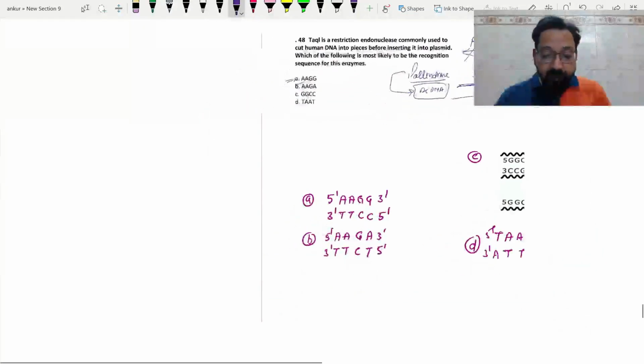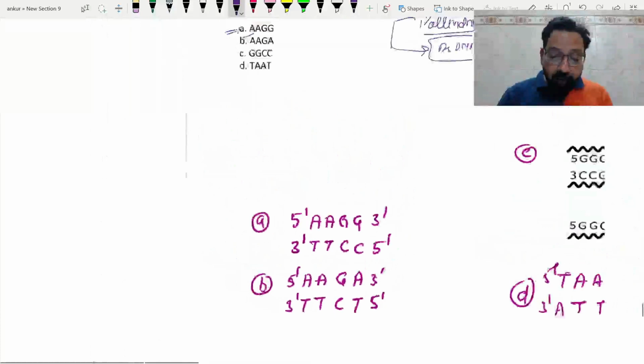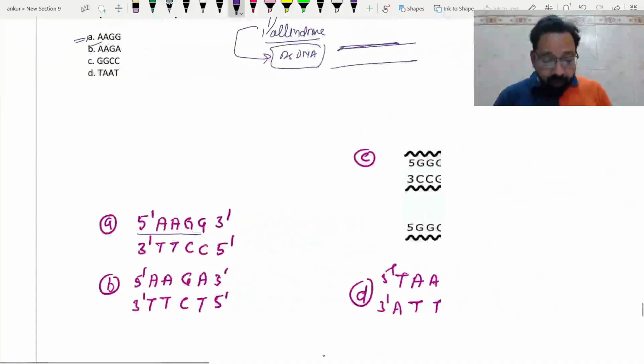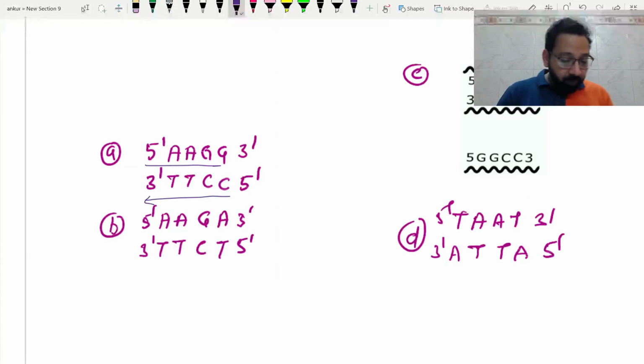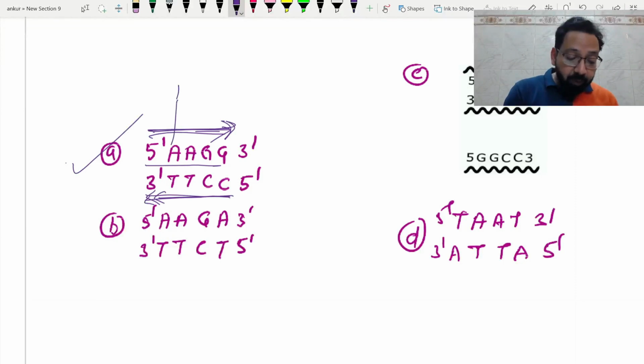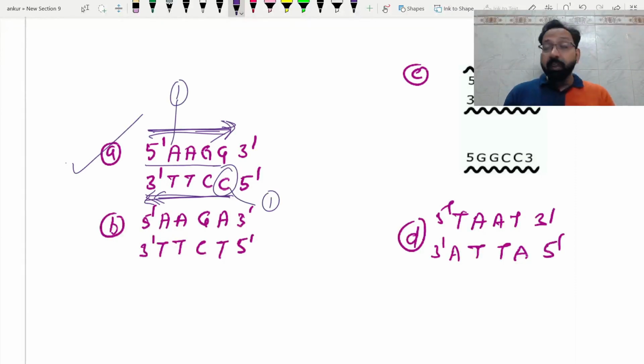If I convert this single strand to double strand, option A, AAGG, CCTT, because we always read 5 to 3 direction. So what is a palindrome? If you read from 5 to 3 direction in double stranded DNA, in both strands the sequence should be the same. In the upper strand the first nucleotide is A, in the lower strand the first nucleotide is C. This can't be the same, so this is not a palindrome.